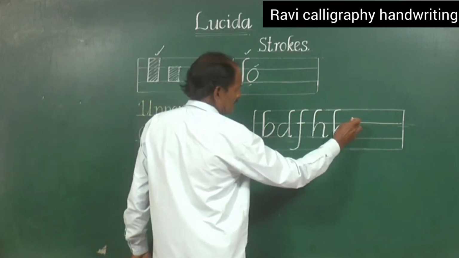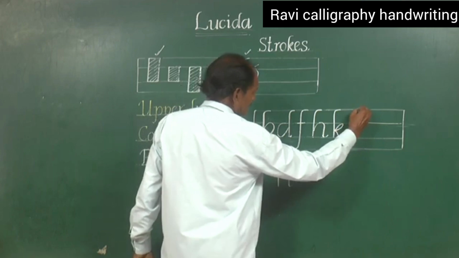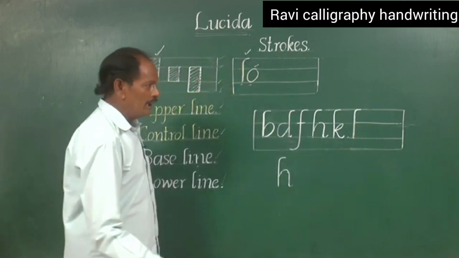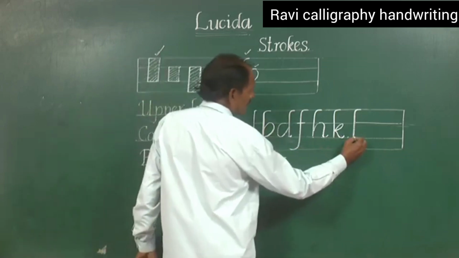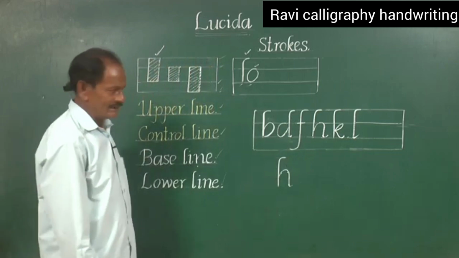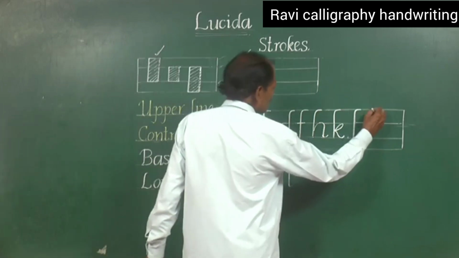The next upper zone letter is L. It is nothing but the common stroke of upper zone, or upper zone stroke, and a small stroke to the left side, to the right side of the letter. Next, T.